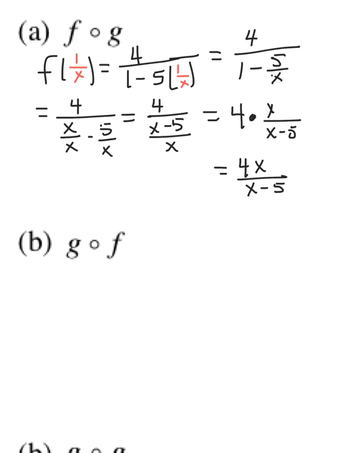All right, so what I've done is I've taken this and simplified the denominator. I made this 4 divided by 1 minus 5 over x, because 5 times 1 over x is 5 over x.